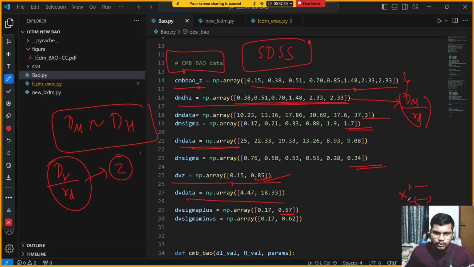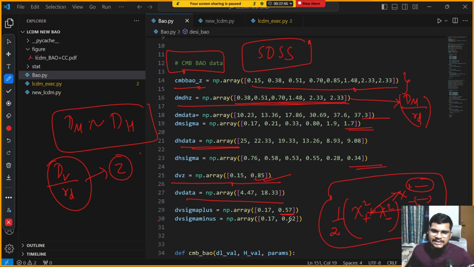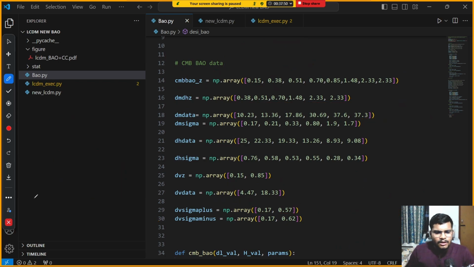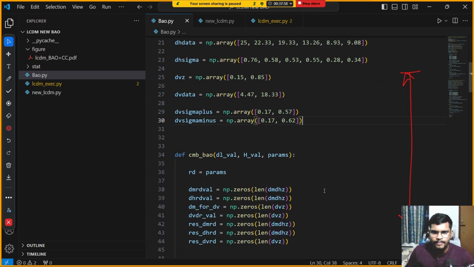So for this, you first have to do the chi-square for this one over here, another chi-square for this one, and then you have to average it out. So chi-square plus and chi-square minus, and then you take the half. This is the best way to incorporate the asymmetrical error. All right, so this data point is pretty much clear, right? Let's move on to another section.